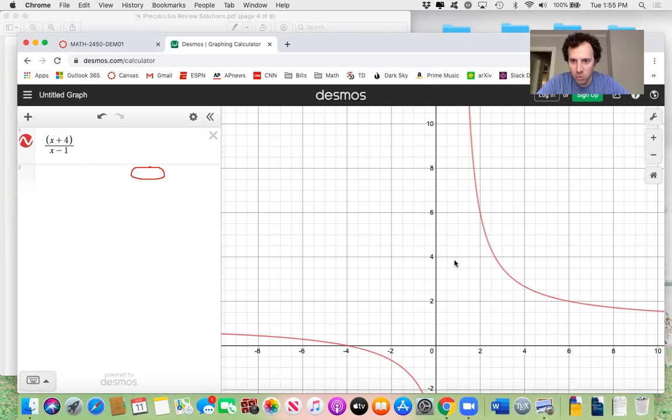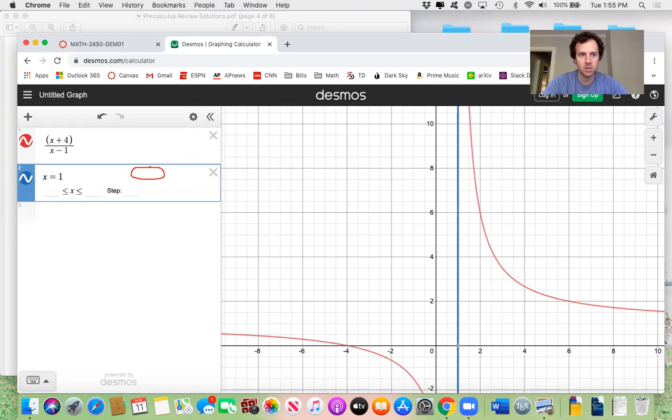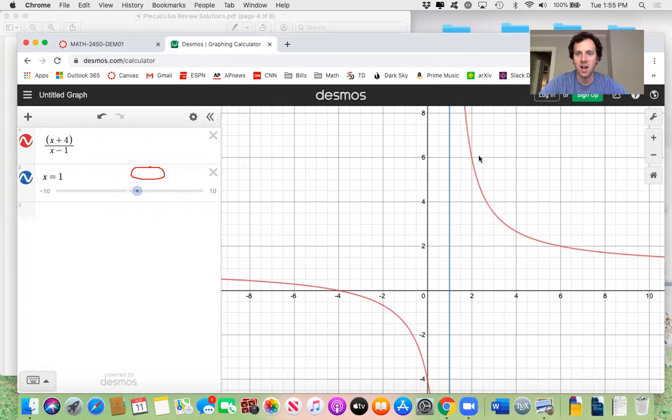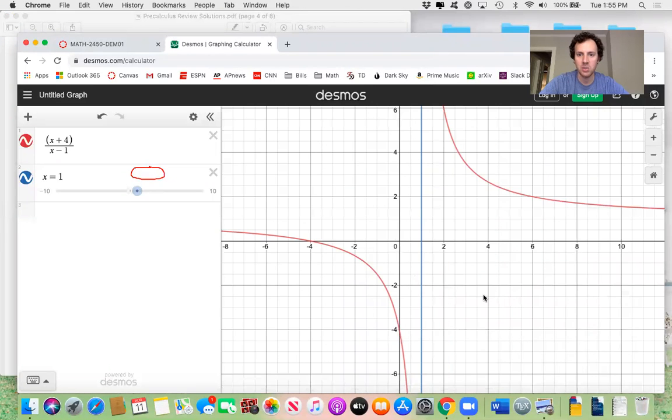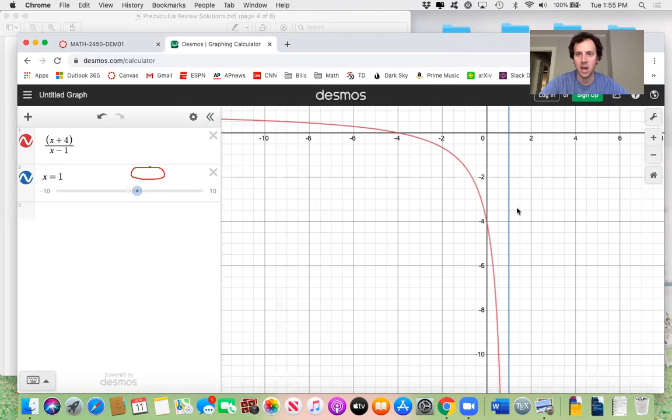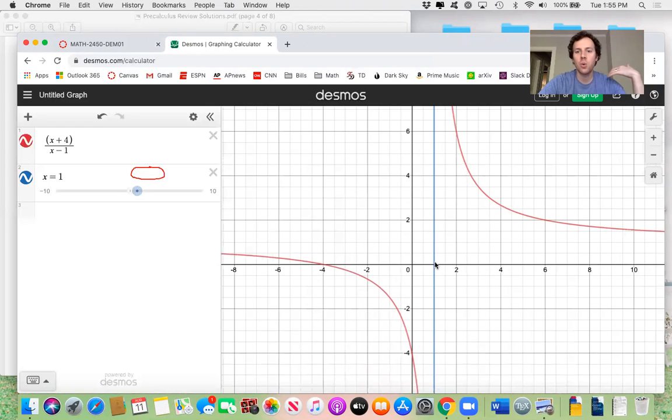as we move in towards 1 right here, as we get closer to this line, we keep going up and up and up. And if we keep coming this way, we keep going down and down and down. But there's no point on the graph that actually has an x coordinate of 1. So that's the point that we're looking for.